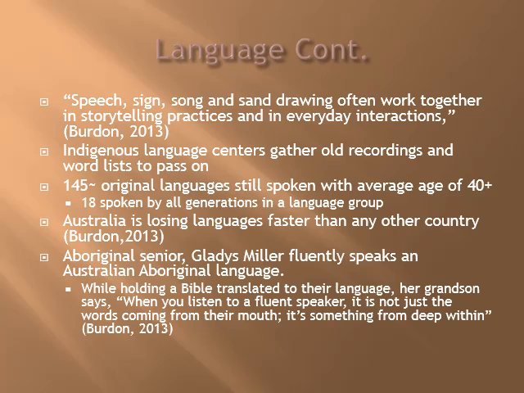Only 18 of them are considered strong, which is classified as spoken by all generations of people in a language group. Indeed, Australia is losing languages faster than any other country. 250 distinct languages were spoken at the time of European colonization. 145 indigenous languages are still actively spoken, and 110 of those are considered severely or critically endangered.